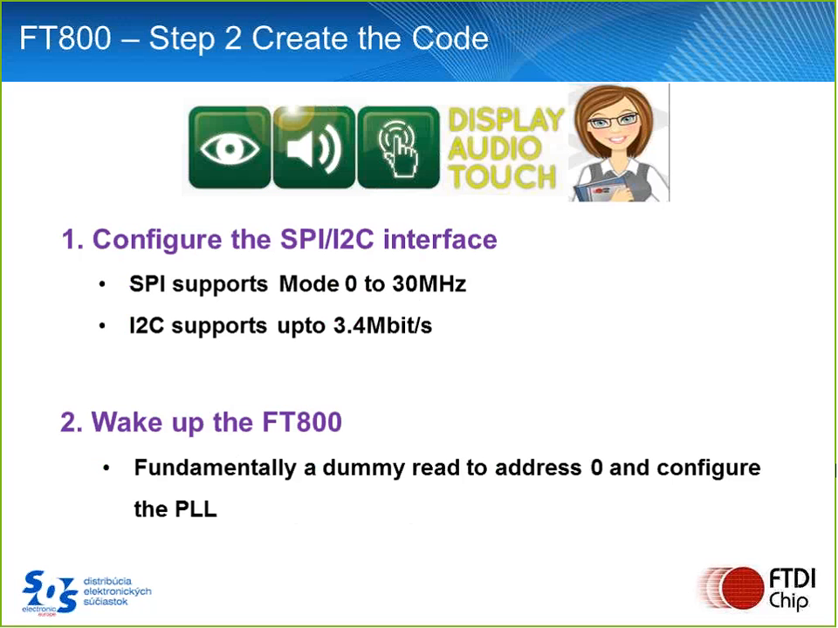The SPI supports mode 0, and it's up to 30 megahertz, and the I2C supports up to 3.4 megabits per second. Currently, all our sample code on the website has been written for SPI. As it's a new chip, our main objective was to get SPI code up, which is obviously faster code. But we are working on I2C, and we will have some I2C projects available soon.